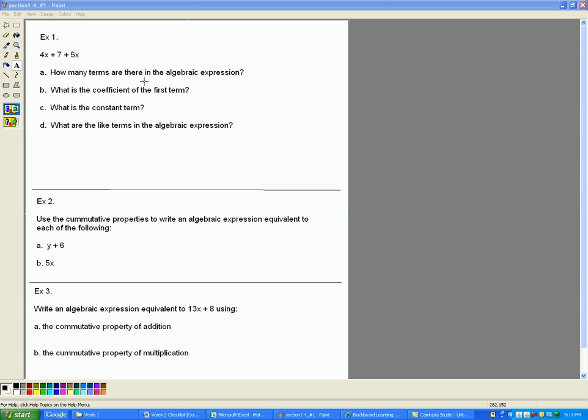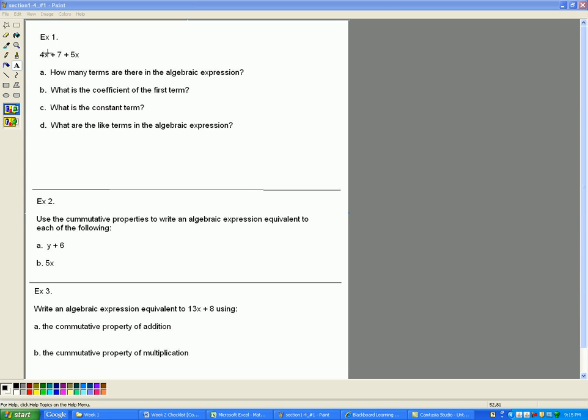So in section 1.4 we're going to be talking about the basic rules of algebra. These are rules that you're going to have to apply in algebra until you finish taking any math class. It's important that you understand these and that you follow them exactly as they're defined. The first example we're going to work is example 1, and it talks about some of the basic terms that are used whenever we're dealing with algebraic expressions.